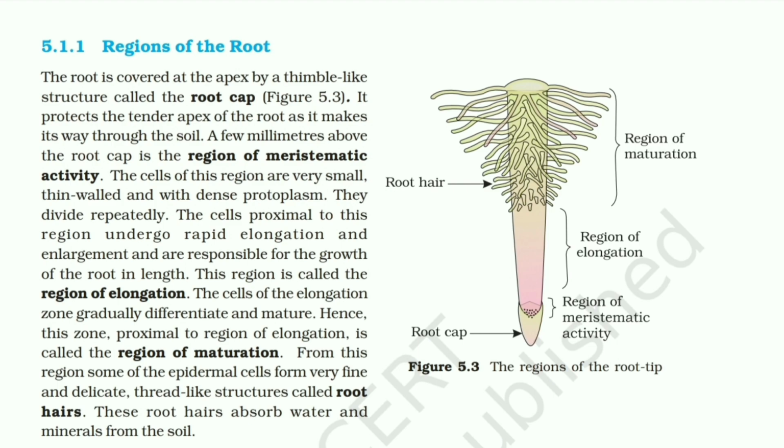The cells of the elongation zone gradually differentiate and mature. Hence, this zone, proximal to the region of elongation, is called the region of maturation. From this region some of the epidermal cells form very fine and delicate, thread-like structures called root hairs. These root hairs absorb water and minerals from the soil.